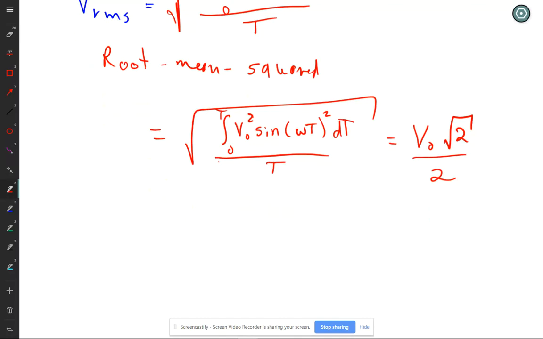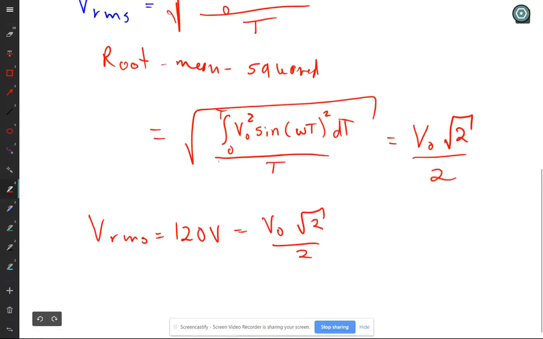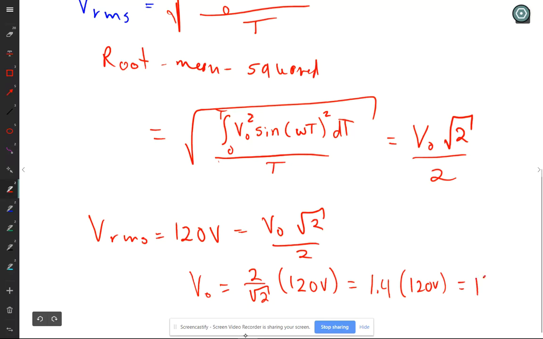So if V RMS is equal to 120 volts, then I can solve for the peak voltage. And it's like 170. I'm putting numbers from memory. It's 169 point something. And so the peak voltage coming out of the wall is actually going between plus 170 volts and minus 170 volts. We call it 120 volts because that's the RMS calculation.